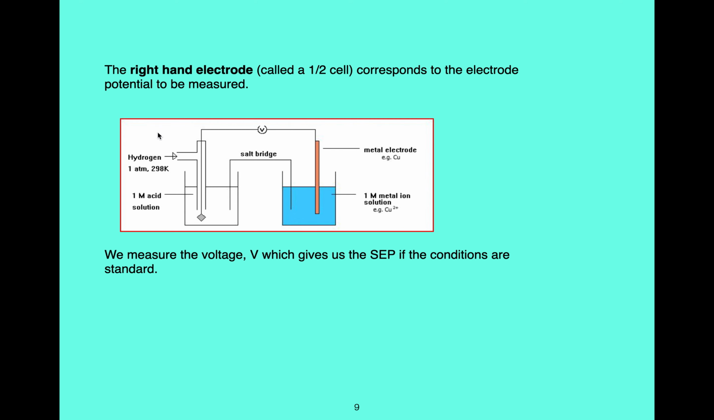So in this case, if you look back at the tables, the voltage would be positive for the copper. Okay.